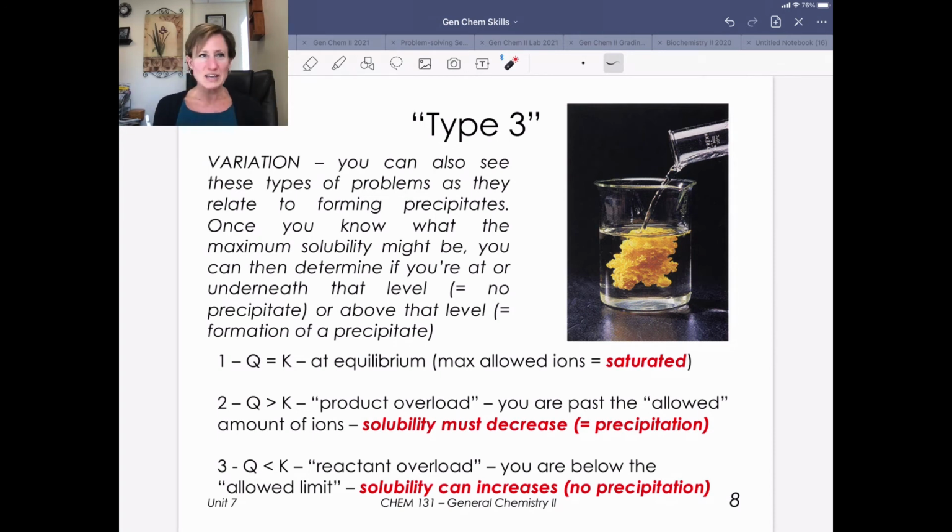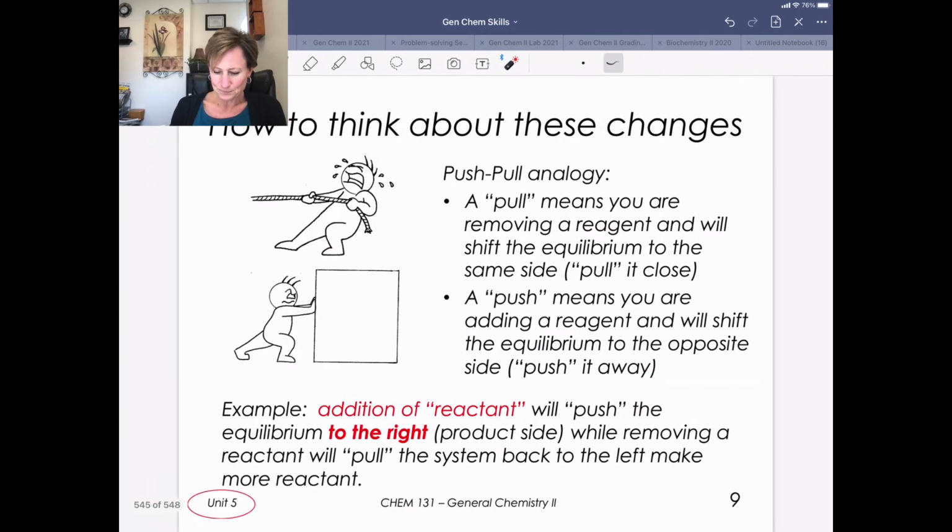I know some questions came up with acids and bases. Do we see Q versus K? Not so much there, but we do see Q versus K with solubility, because if we've exceeded our solubility, we're going to form a precipitate. If we are at our solubility, we're saturated, and if we're below our solubility, we actually could dissolve more in solution. So we may need to think about doing a Q versus K comparison. So that's sort of a third kind of calculation that we could see here.